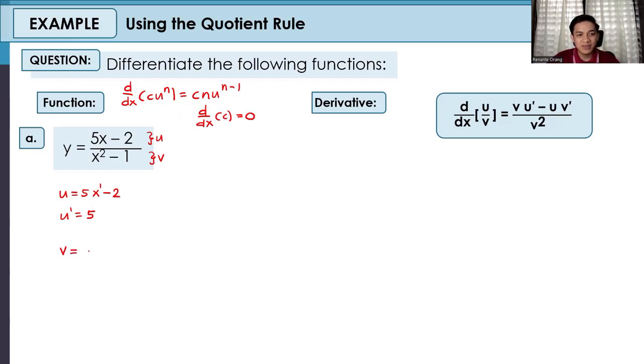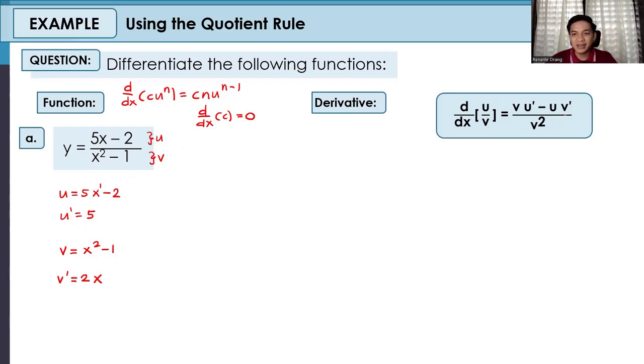Proceed po tayo sa ating v. That is equivalent to x squared minus 1. Differentiate po natin siya. This one, gagamitan natin ng constant multiple rule. That is v prime is equivalent to, wala tayong constant, so proceed tayo kay n, which is 2. N natin is x. Tapos, n minus 1 is 2 minus 1, so that is raised to 1. Proceed tayo kay negative 1, that is a constant, and the derivative of any constant is 0. So, alisin na lang natin yung raised to 1. So, meron na tayong u prime, meron na din tayong v prime.